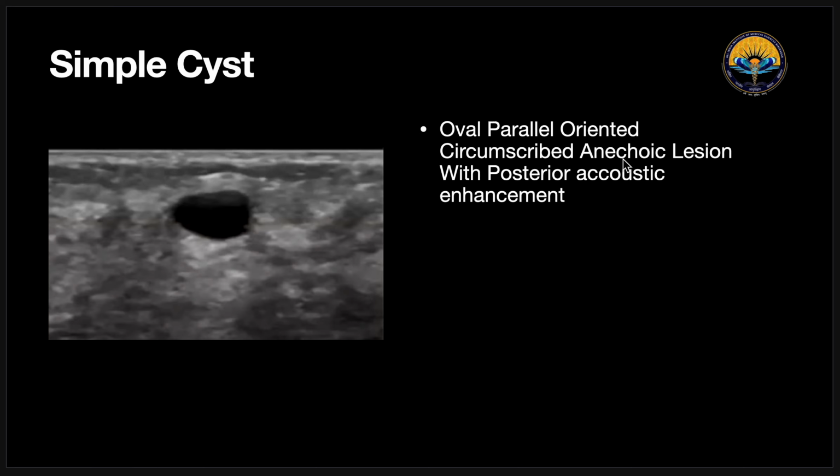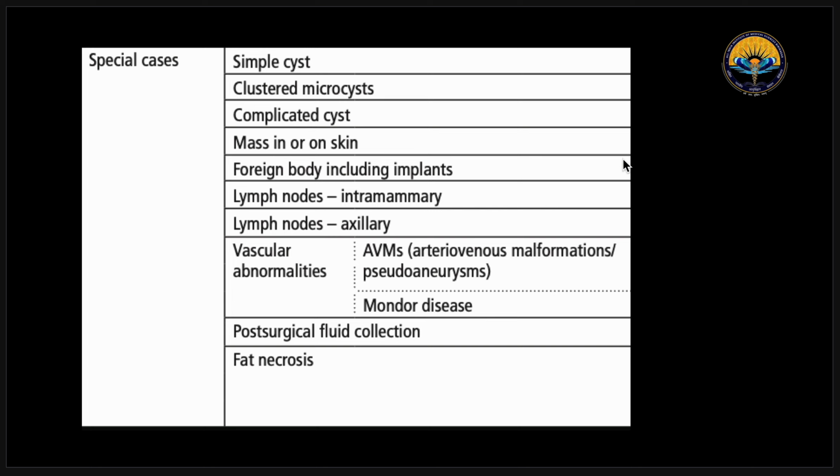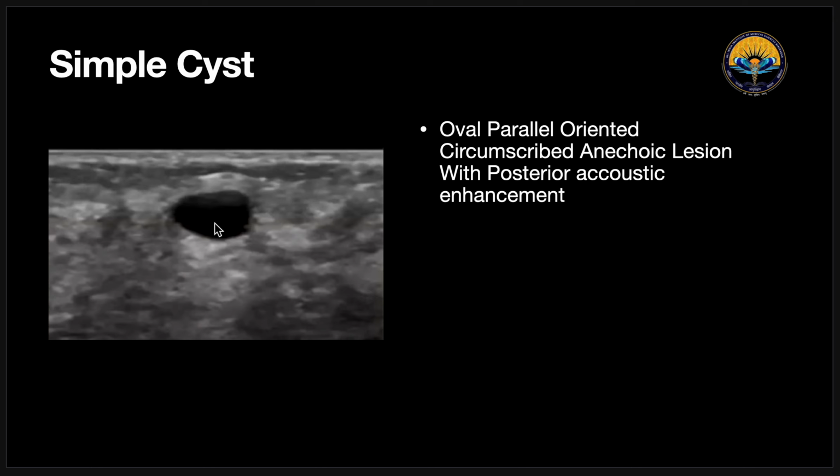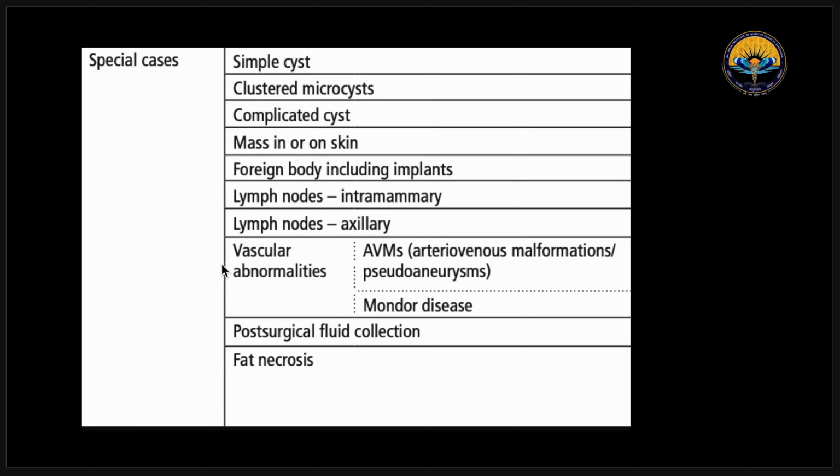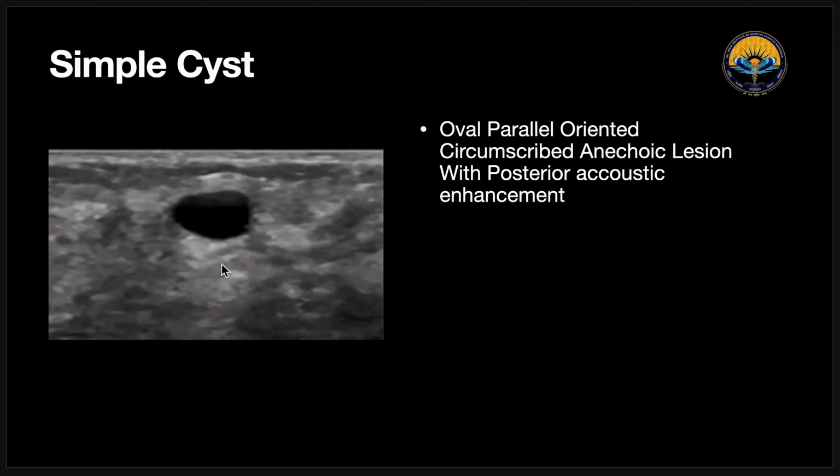We have some special cases also, starting first with the simple cyst. The importance of special cases is that supposedly we have this case. Instead of describing this as an oval, parallel oriented, circumscribed anechoic lesion with posterior acoustic enhancement, we can simply describe this as a simple cyst in the ultrasound report. So if we find this, we can straightaway say that we find a simple cyst in the breast.